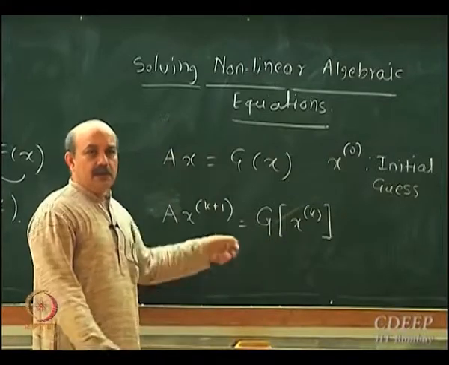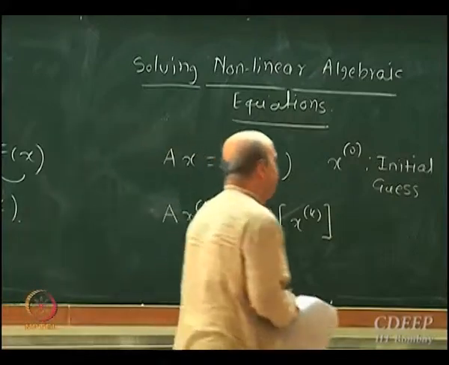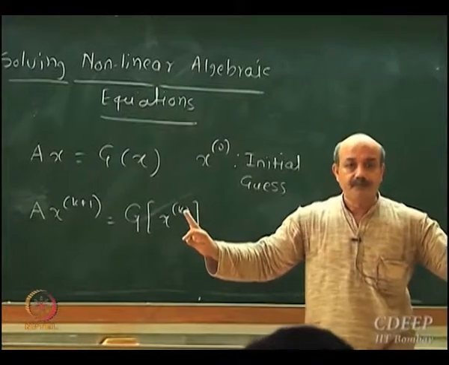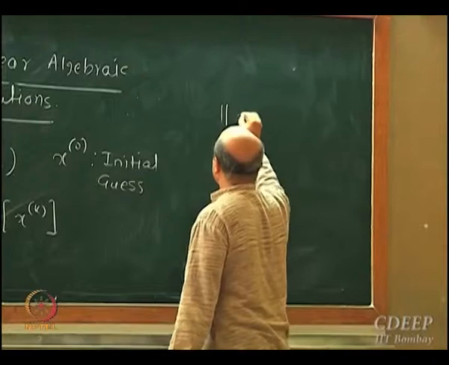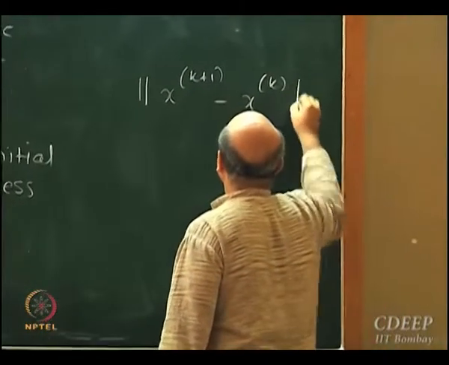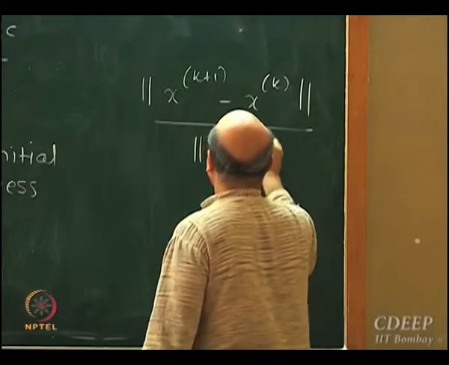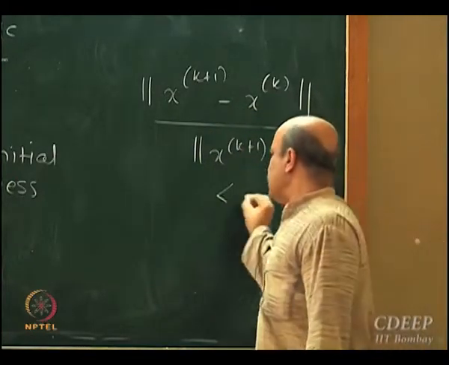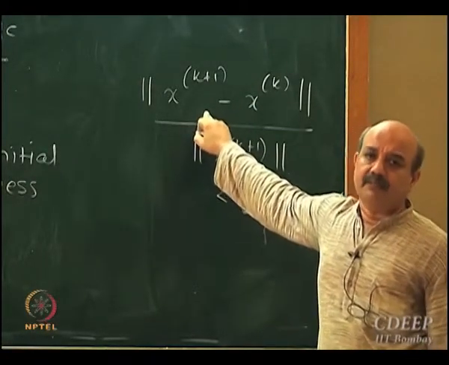So this will generate an iteration, and when do you terminate? What is the advantage of doing this? I am not computing the Jacobian. So I will terminate my iterations when the norm of x_{k+1} minus x_k is less than some epsilon. I will terminate when this becomes less than epsilon.